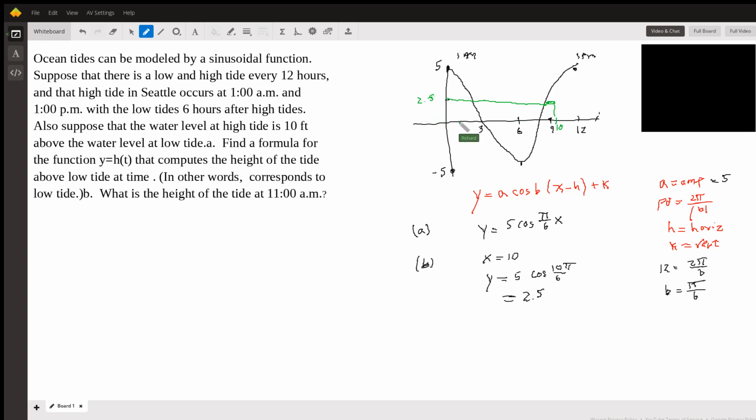Now they actually want to know how far above low tide this is. Well, that would be 7.5. So if you wanted the low tide answer, it's 7.5 feet above the low tide. And that's all there is to it.